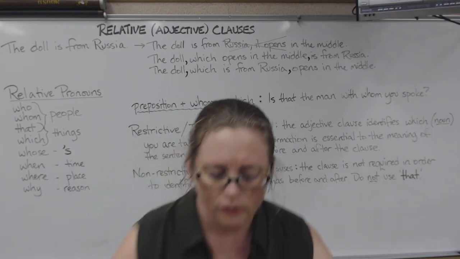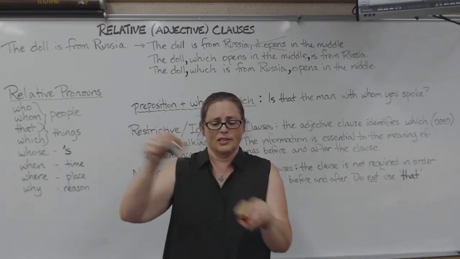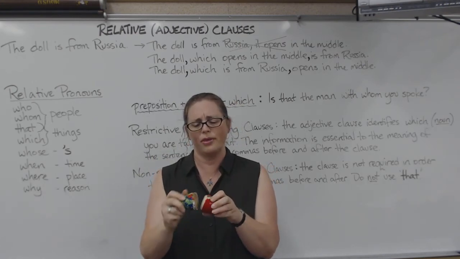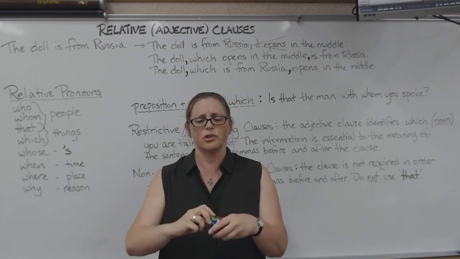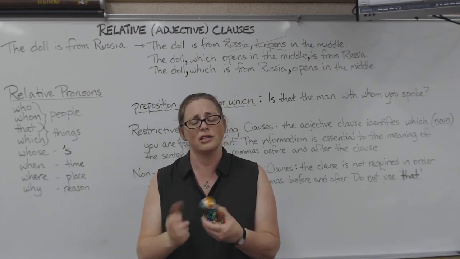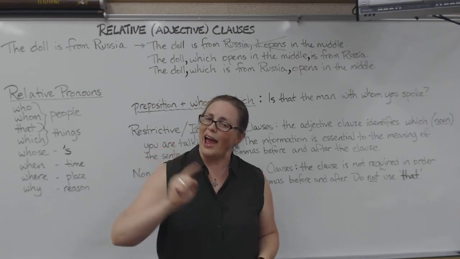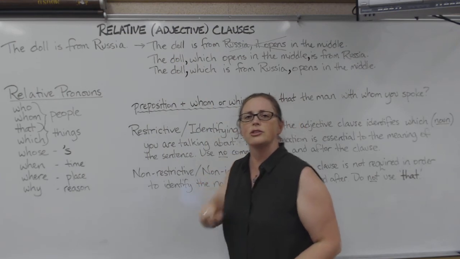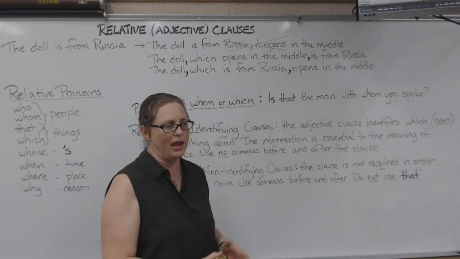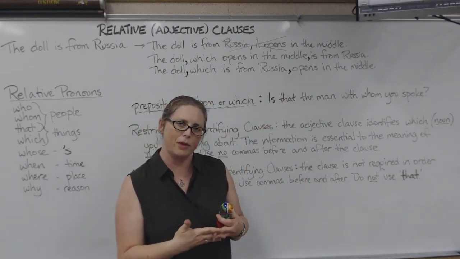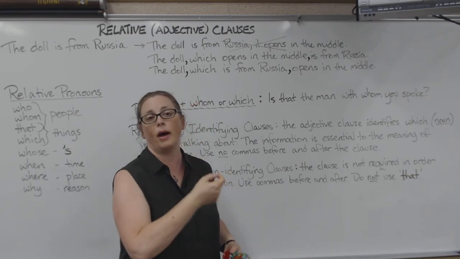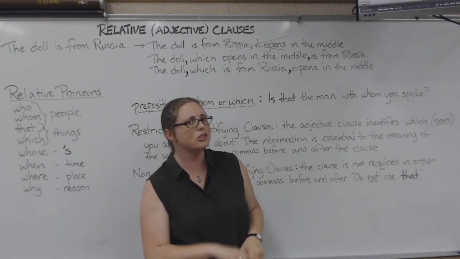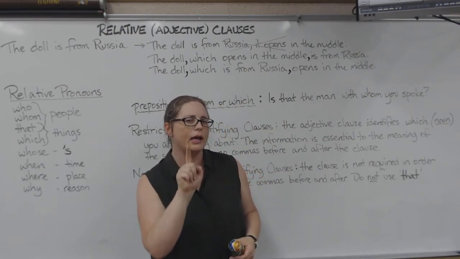Here I have a doll that does this, and I just can't use a prepositional phrase to describe that. I need to use a subject and a verb to describe it. So I'm going to need that adjective clause. Here is a sentence where many students make a mistake trying to put these pieces of information together with a comma. The doll is from Russia, comma, it opens in the middle. As you can see from my X, it's not good.